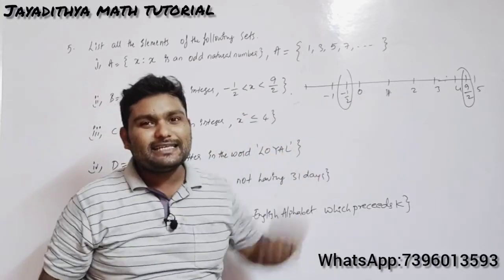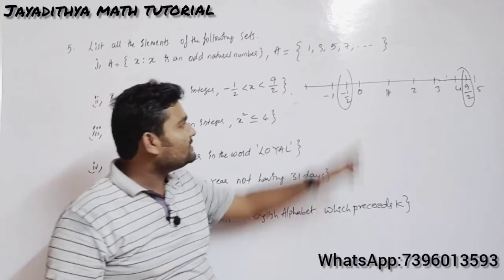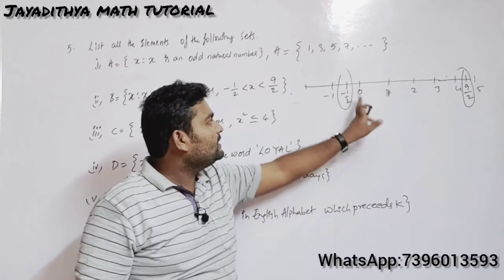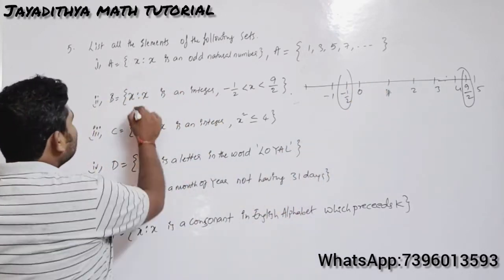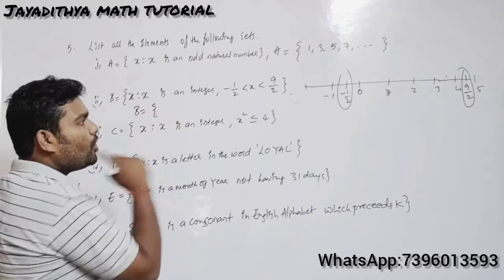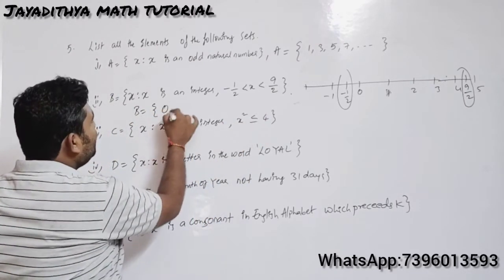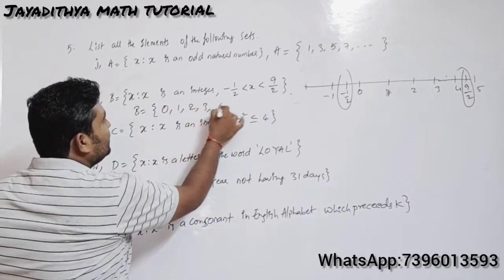So now you can easily see the integers there. What are the integers that lie between -1/2 and 9/2? That is 0, 1, 2, 3, and 4 also. So you can simply write B is equal to the set of all integers, that is 0, 1, 2, 3, 4.